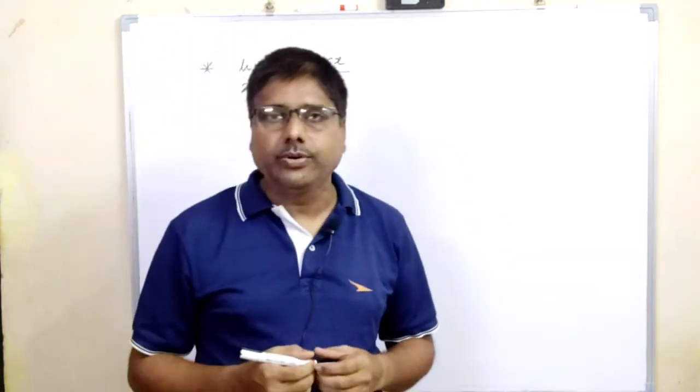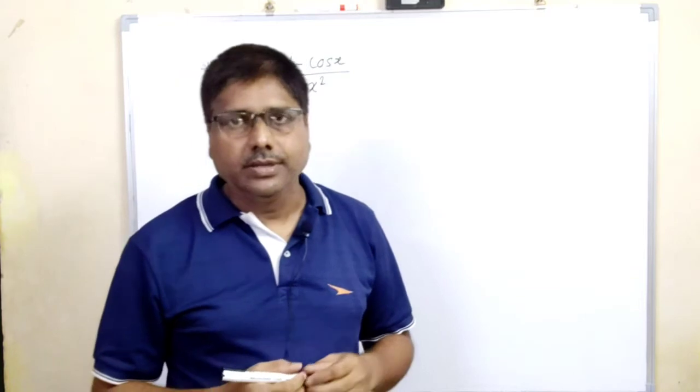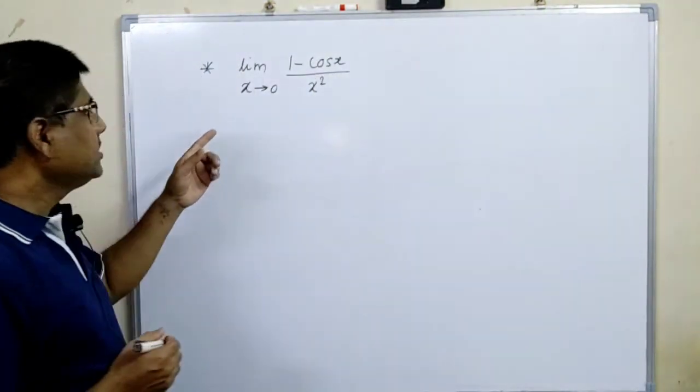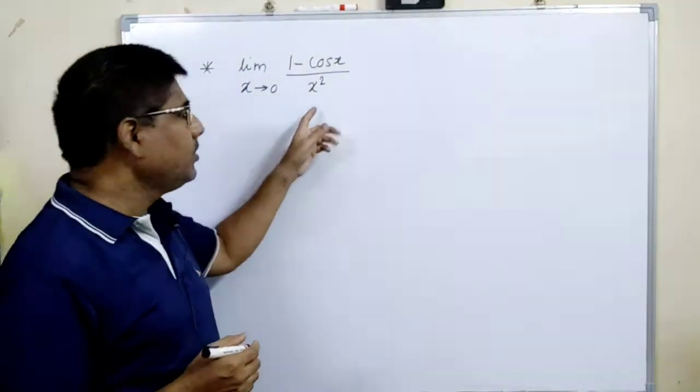Today we will solve few problems which were asked in GATE exam. This is the first problem. Limit x tends to 0, 1 minus cos x upon x square.